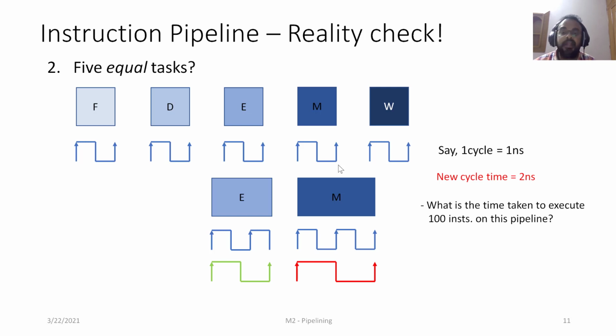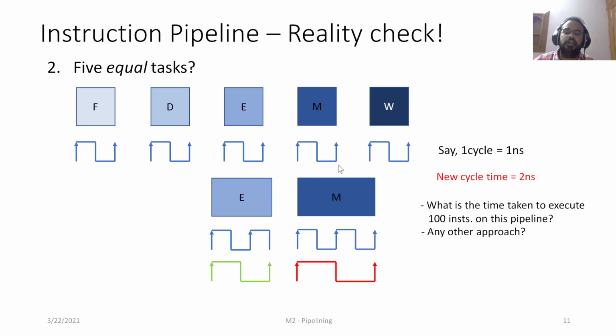So do we blindly take the new cycle time as 2 nanoseconds, or is there any optimization possible? That is a discussion I'm going to touch upon probably at the later end of this module, right? To give a quick hint, can I split the memory stage itself into 2 stages so that I can get them working as 2 stages of 1 nanosecond each? Is that possible or not? If it's not possible, how can we handle?